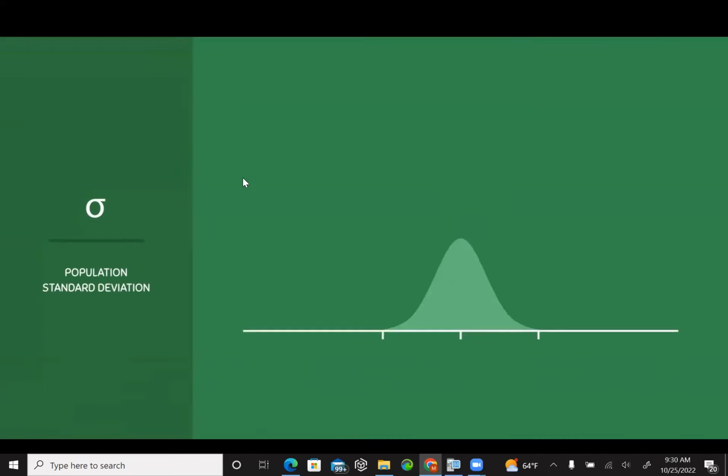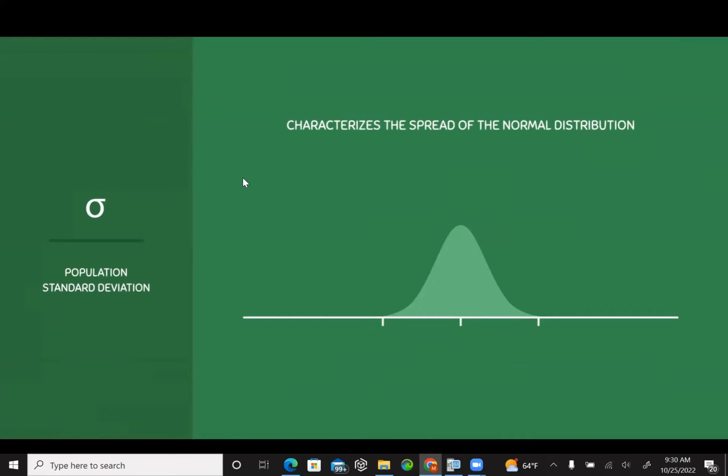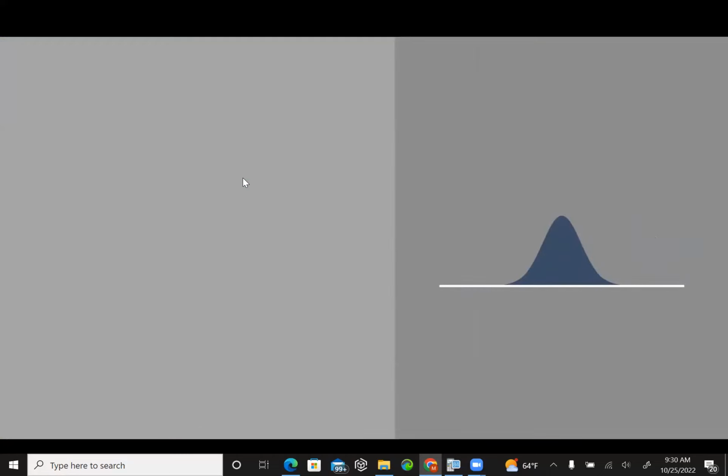On the other hand, the population standard deviation sigma characterizes the spread of the normal distribution. The larger the standard deviation, the more spread out the distribution will be. And the smaller the standard deviation, the less spread out it will be. Notice that when the spread increases, the curve gets much flatter, and when the spread decreases, the curve gets taller. The reason for this is because the normal distribution is a density curve, and the total area of any density curve must remain equal to 1 or 100%. So changes in the width of the curve must be compensated for by changes in the height of the curve, and vice versa.